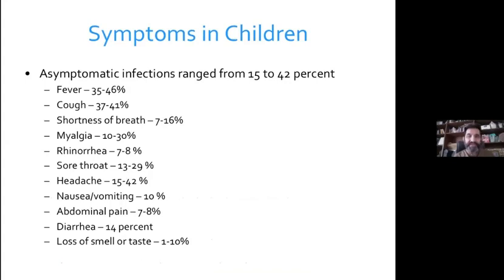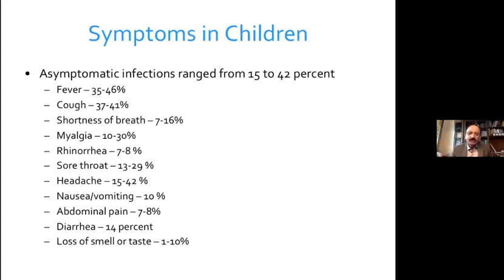Anyway, regarding symptoms in children, there are more children who are asymptomatic as compared to adults. If you look at the data, up to 40% of children, even when they are infected, don't know whether they are infected or not. But once they do get infected, the symptoms are quite classical: fever, cough, shortness of breath, myalgias, rhinorrhea, sore throat, headaches, nausea and vomiting, abdominal pain.